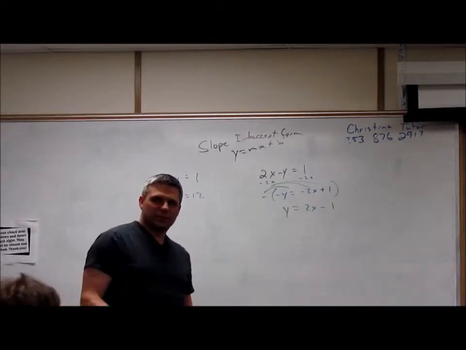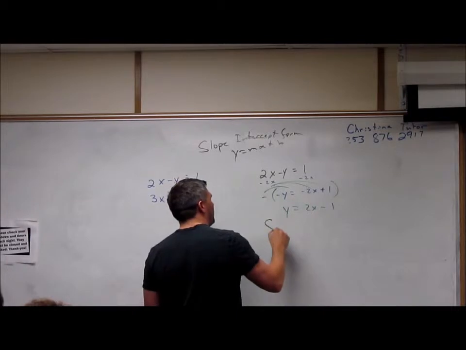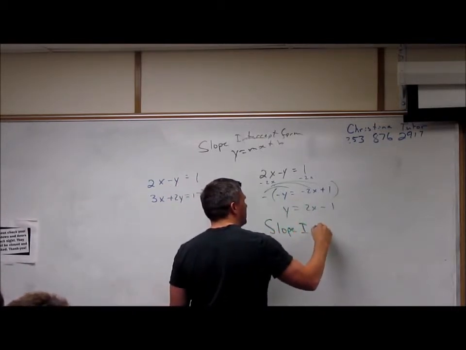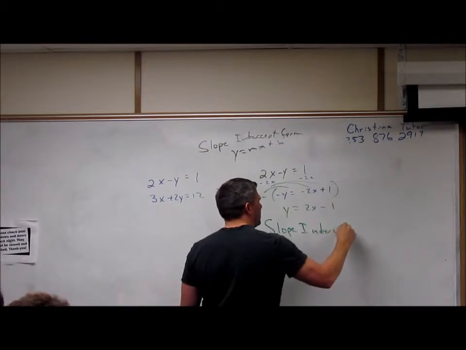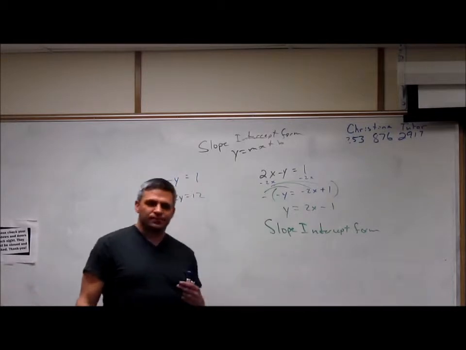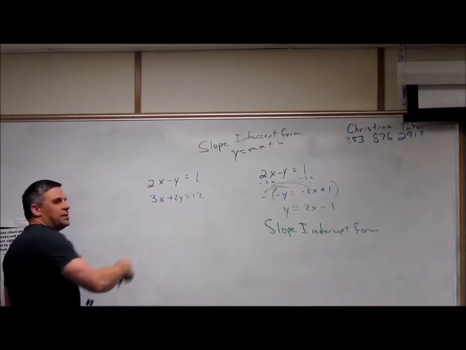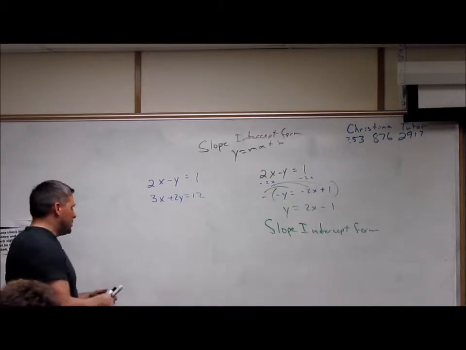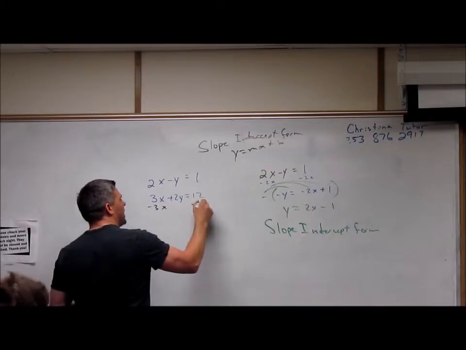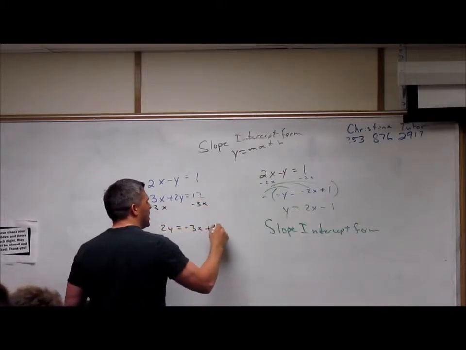Okay? So this is slope-intercept form. Just like we did in chapter 7. But I need to do it again for this one. So I need to subtract 3x, and get 2y equals negative 3x plus 12.